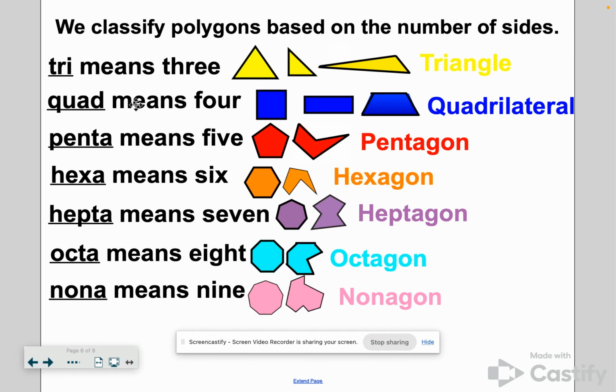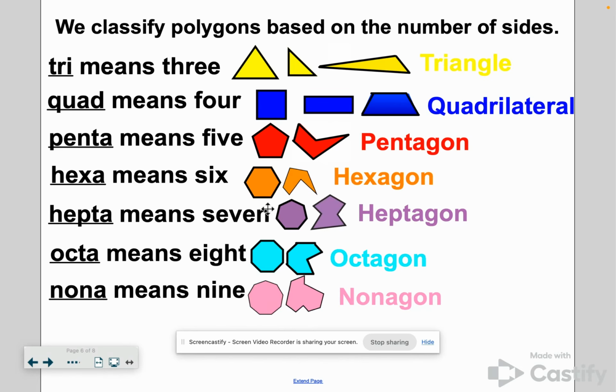The word quad means four, so a shape with four sides, like a square or a rectangle or a trapezoid, are called quadrilaterals. They each have four sides, the sides are straight, and there are no gaps in our shape. The word penta means five, so a shape with five straight sides is called a pentagon. Hexa means six, so a shape with six straight sides is called a hexagon.